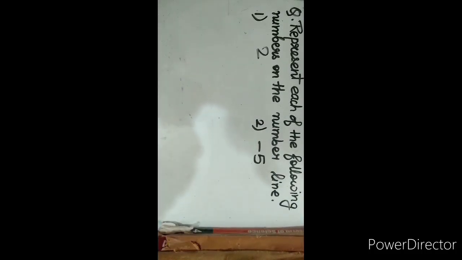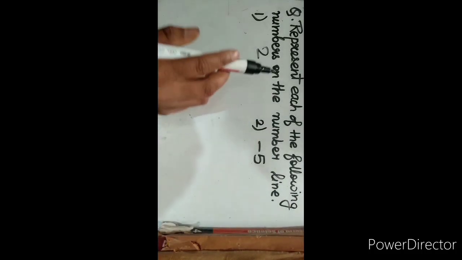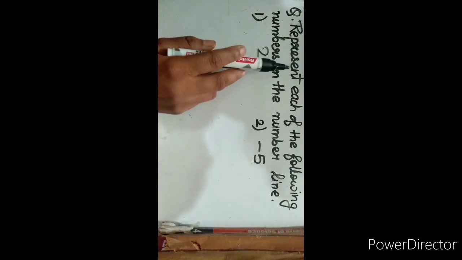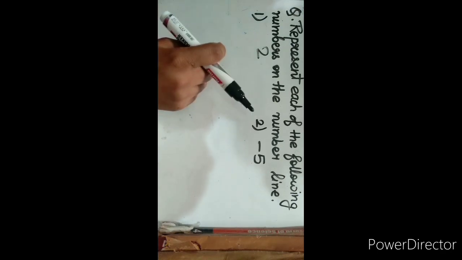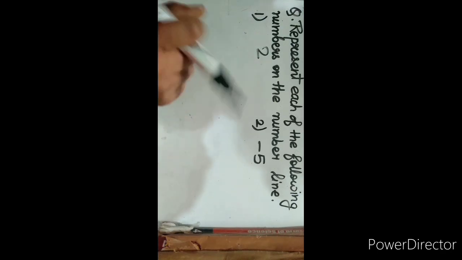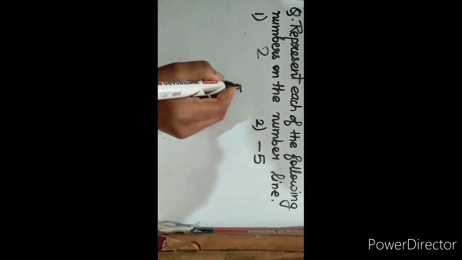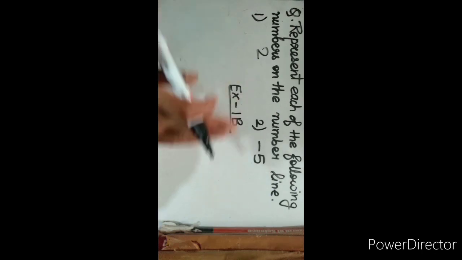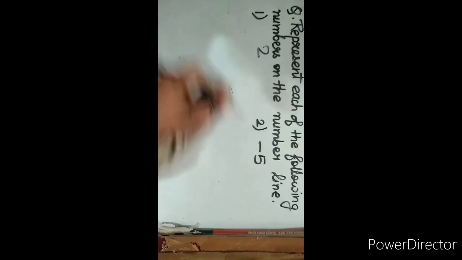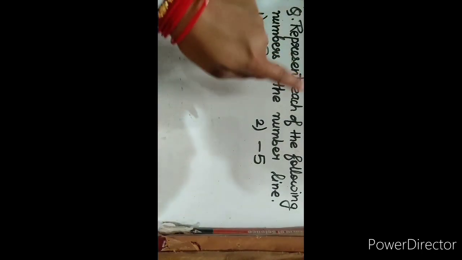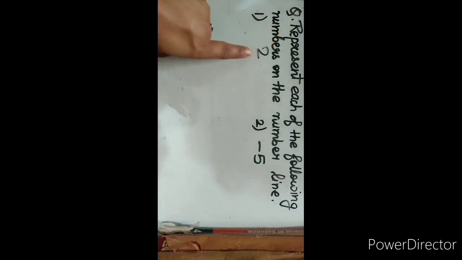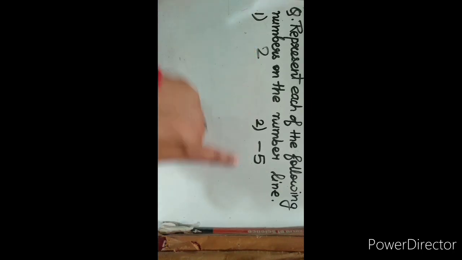Hello students, today we learn from this video how to draw a number line, and from this video you will be able to solve exercise 1B. So the question is, represent each of the following numbers on the number line. We have to represent these numbers on the number line.